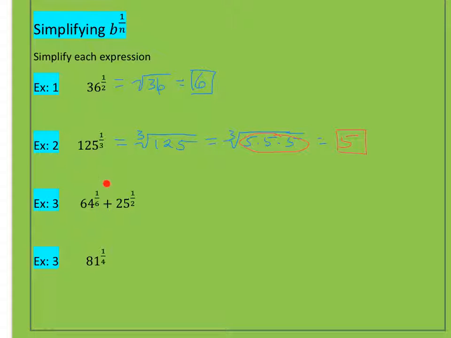Then you're going to have some problems where you have powers being added to each other. The bases are different, and their fractional exponents are different. So just treat them as separate entities. So for instance, we're going to change 64 into the 6th root of 64. So we've got the 6th root of 64 plus 25 to the 1/2 means we're taking the square root of 25.